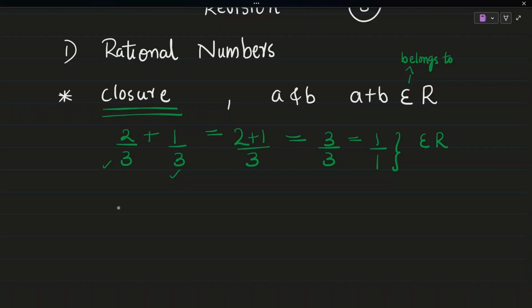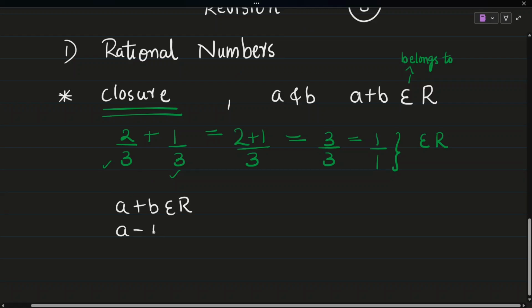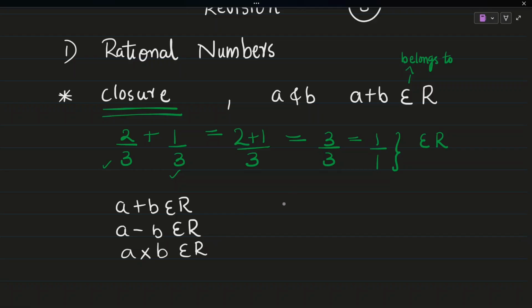This is not applicable just for addition. For example, a plus b belongs to the rational numbers, a minus b also belongs to rational numbers, as well as a times b also belongs to the rational numbers. So this is the meaning of closure property. The question will be: verify the closure property. For example, take an example to verify the closure property under addition.